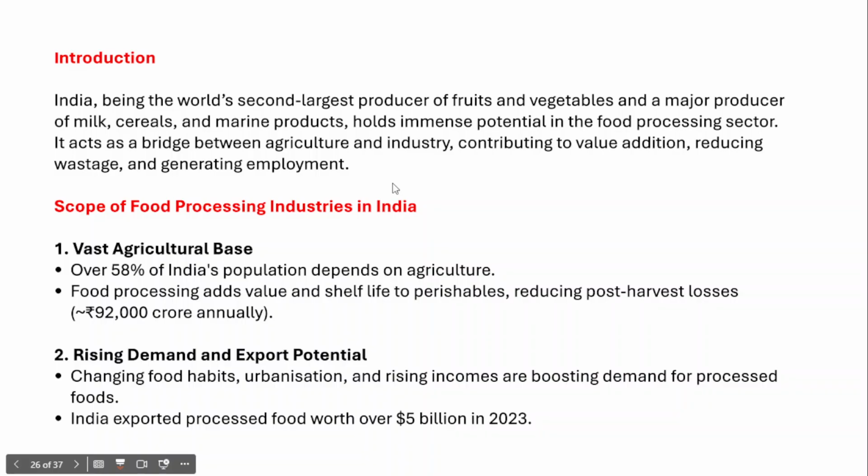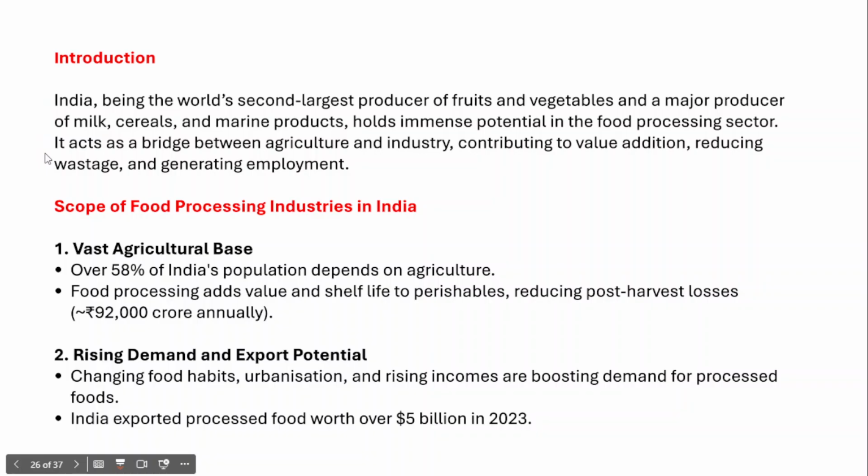So if we talk about the food processing industry, it adds value to the agricultural produce, it reduces wastage, and it also generates large scale employment opportunities. This is how you need to write the introduction for this particular question. And then you need to mention the scope of food processing industries in India.